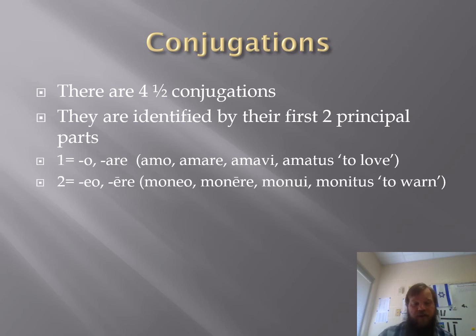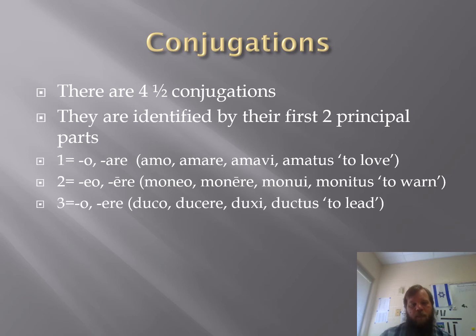Second conjugation, it's going to end EO and long ERE. That long mark is important. It's the only one that's important. You will see on some of these verb slides and other places there are other long marks that could happen on verbs. They don't matter. This one does. Second conjugation, second principal part must have a long E. Okay, so moneo, monere, monui, monitus, to warn. EO, long ERE, that tells you this is second.